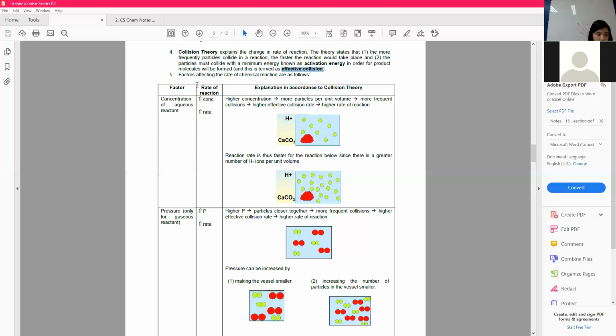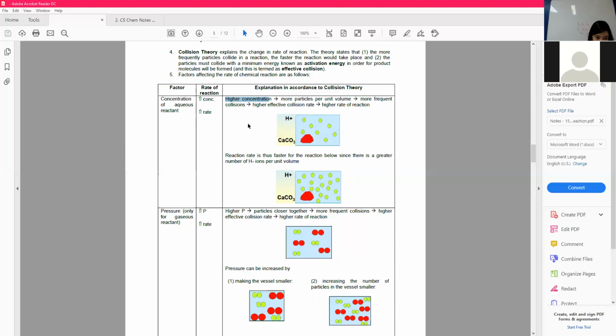So the first one, if you have an aqueous reactant, the higher the concentration, the higher the rate of reaction. Why? You need to explain. Because if you got higher concentration, it means that there are more particles per unit volume. Because if you remember, concentration is mole per dm cube.